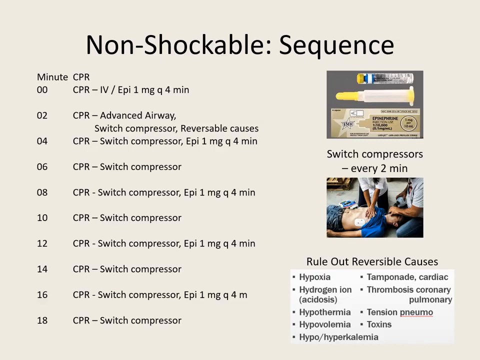And looking for those reversible causes: hypoxia, hydrogen ion, hypothermia, hypovolemia, hyper and hypokalemia, cardiac tamponade, coronary thrombosis, pulmonary thrombosis, tension pneumothorax, and toxins. Ruling those out. But when do we stop if they are in asystole?